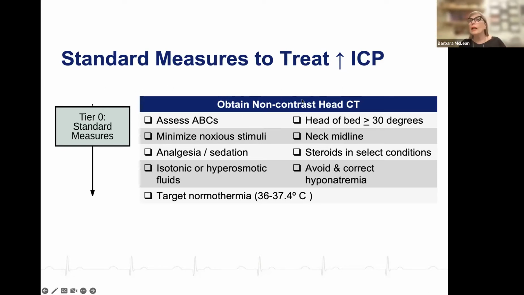Okay, so we're going to get a non-contrast head CT. We're going to look at your blood gases. We want to minimize anything noxious. So that means, like, up in the neuro unit, your lights are off. That unit is so quiet. It's so calm. You go into trauma, you got somebody with a TBI in the trauma bay, lights are on, everybody's screaming and running around, and it's so chaotic and noisy. And okay, I love that too. But that's a really noxious stimuli for somebody with a head injury.